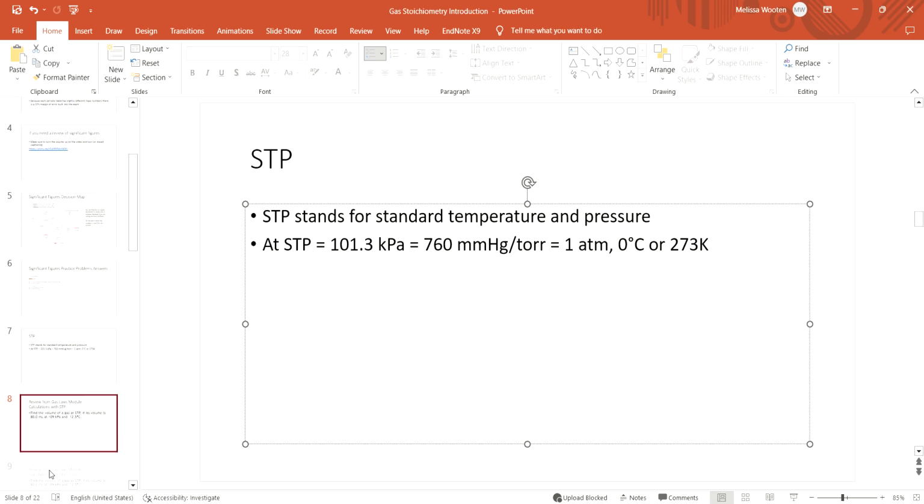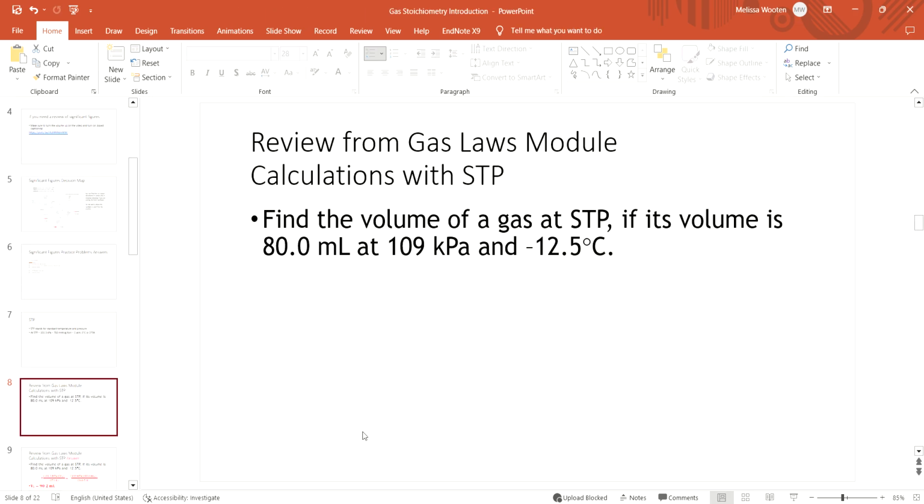So this next problem is just a review from gas laws to kind of get you into the mode of calculating that again. So here you have a standard temperature and pressure. So you have a temperature, you have a pressure, and it's asking you to find the volume of a gas, right? And then you have another volume, another pressure, and another temperature.